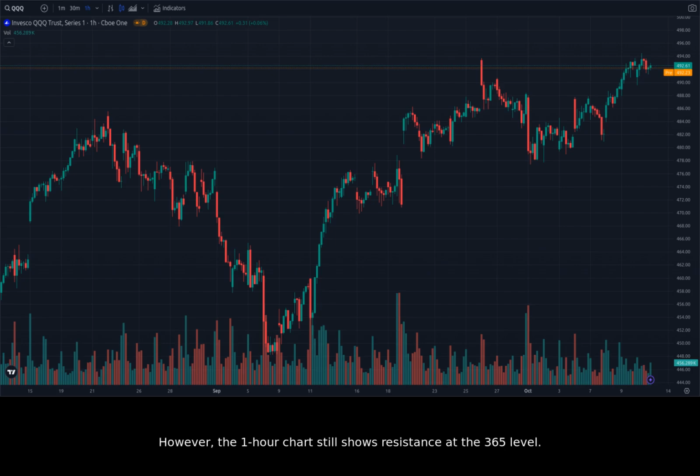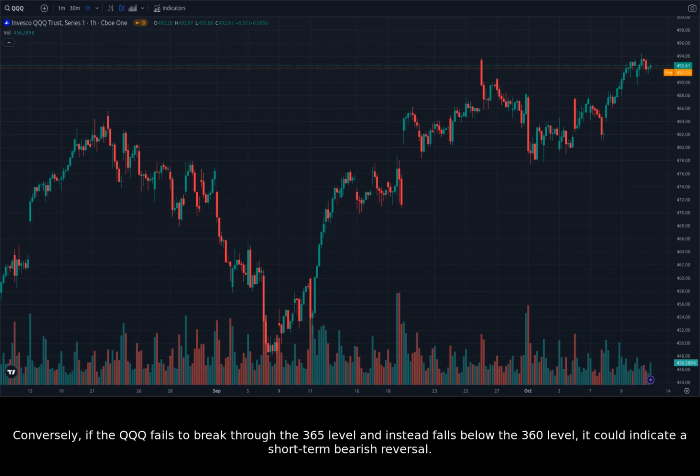However, the 1-hour chart still shows resistance at the 365 level. If the QQQ manages to break through this resistance level, it could signal a strong short-term bullish trend. Conversely, if the QQQ fails to break through the 365 level and instead falls below the 360 level, it could indicate a short-term bearish reversal.